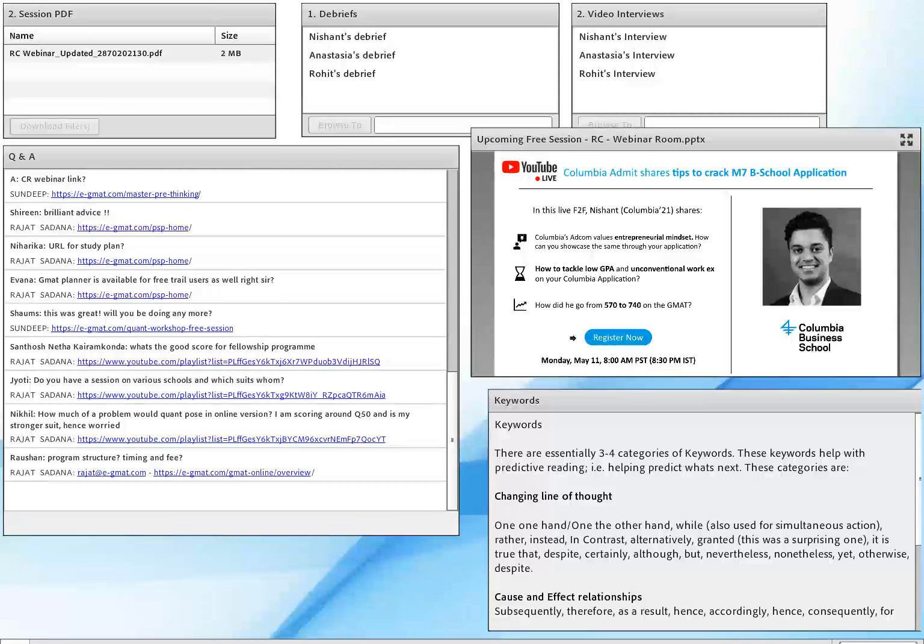What's the best source of RC English to improve reading ability? Just go through the RC course, Jatin, and practice while using reading strategies.